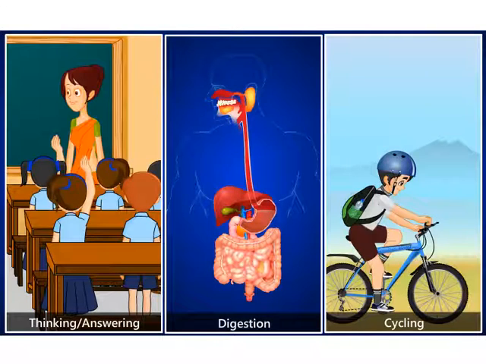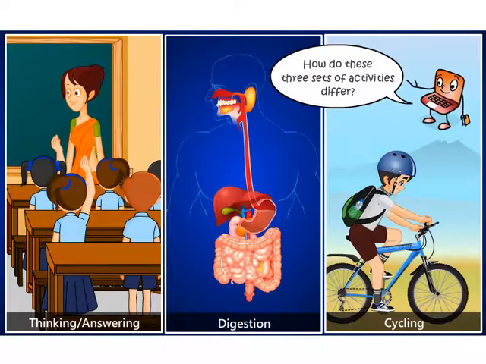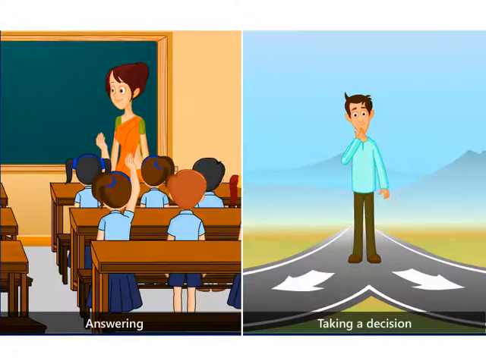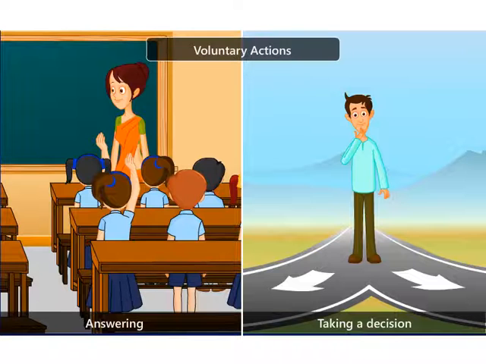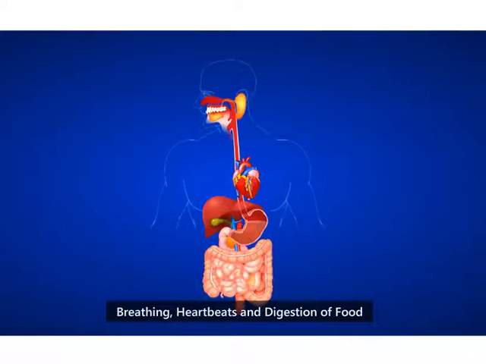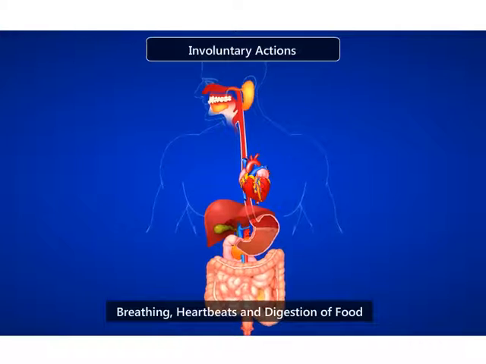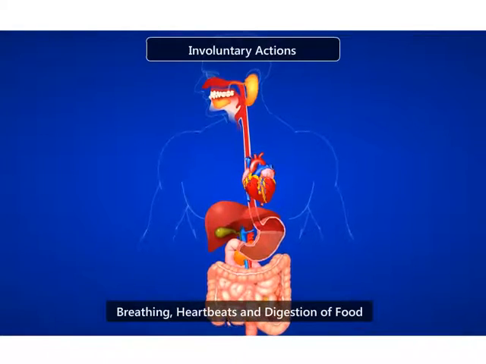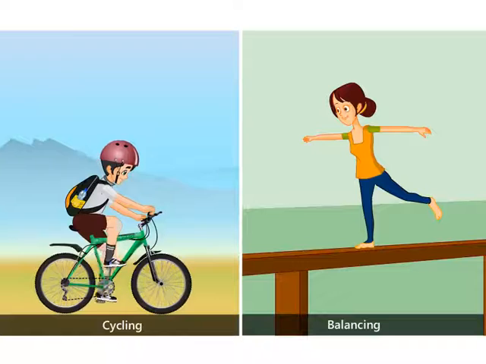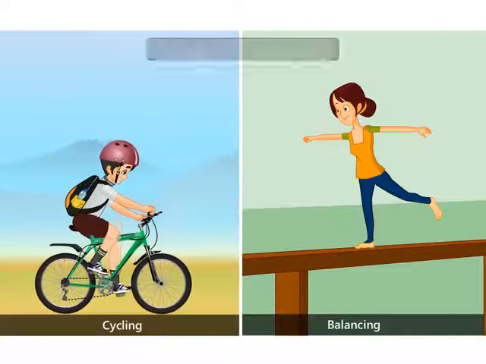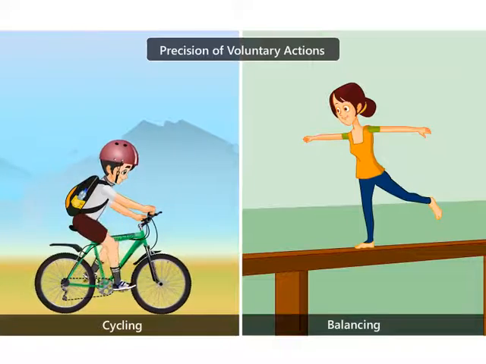Take a look at a set of activities shown here. How do these three sets of activities differ? Actions such as answering and taking a decision are examples of voluntary actions that require us to think. Actions such as breathing, heartbeats, and digestion of food are involuntary actions that happen even if you do not think about it. Actions such as cycling, balancing, and coordination are actions that require precision of voluntary actions.